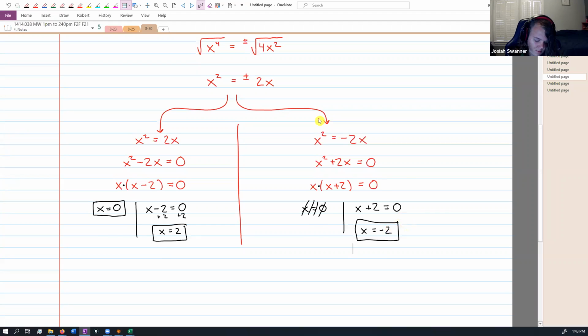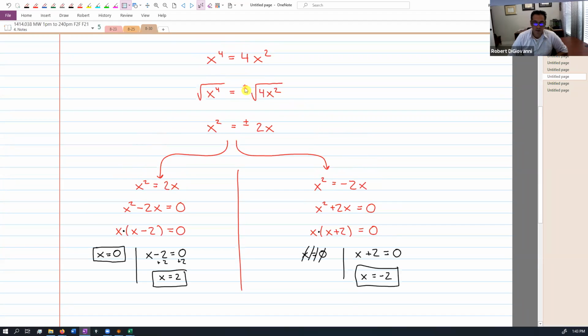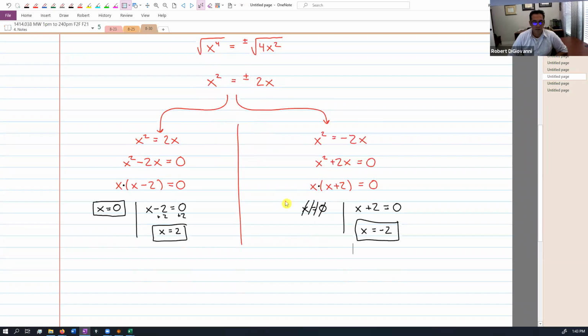Does everyone see how important it is to do the plus or minus here? If you don't do that plus or minus, you would have lost at least one solution that way. All right. Any questions on the way Josiah went about this? Did anybody do it different? Want to share? Yes. Okay, how did you do it?